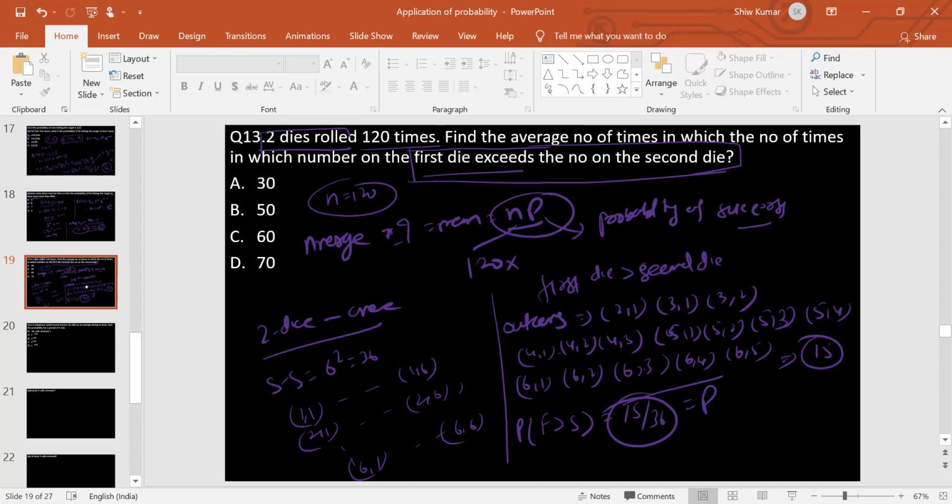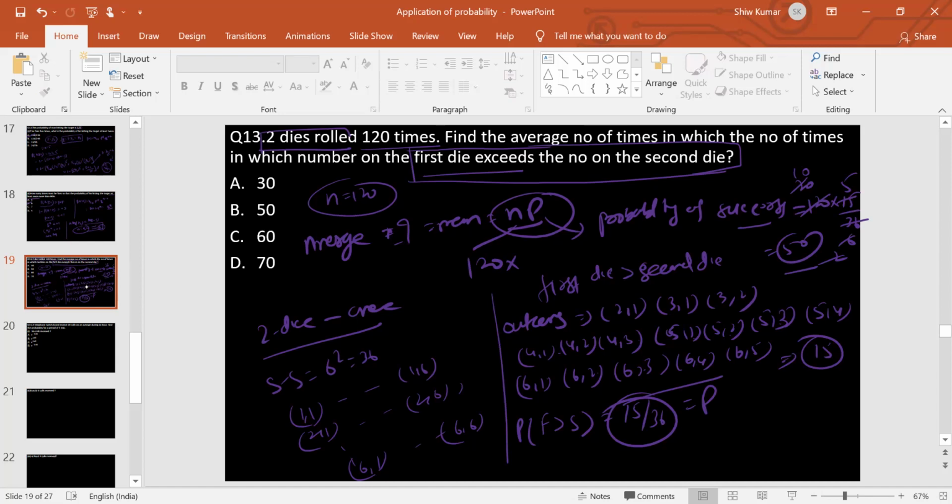So we need to find out here mean. तो mean हम लोग find कर सकते हैं, it's 120 into 15 by 36. If you simplify them, 6 into 6 is the 36, 6 into 20 is 120, and 3 into 5 is 15, and 2 into 10 is 20. So 10 into 5, the average number of times is 50. यानी you will get it here 50 times in which the first die exceeds the number on the second die. This is the average number of times.